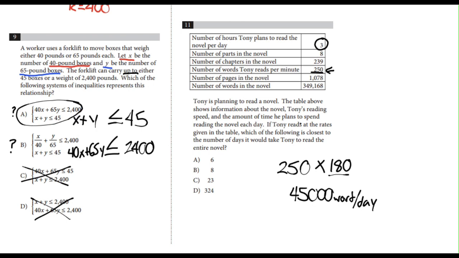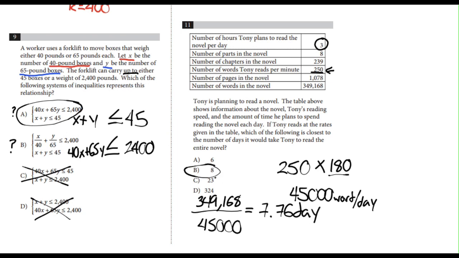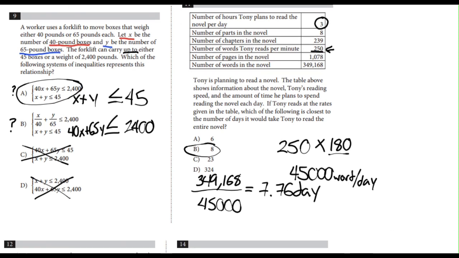Next, we're going to get the total number of words in the novel, which is 349,168, and we're going to divide it by the number of words that he reads each day. And this is going to give us approximately 7.76 days in total. And the closest number to this will be 8, or answer choice B.